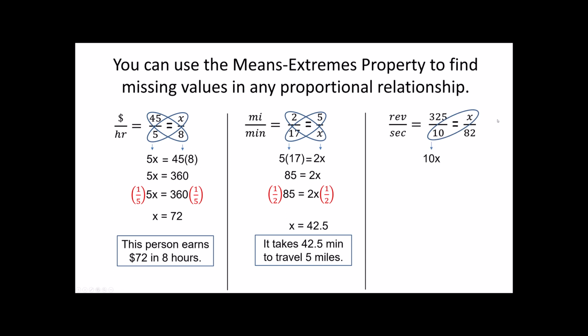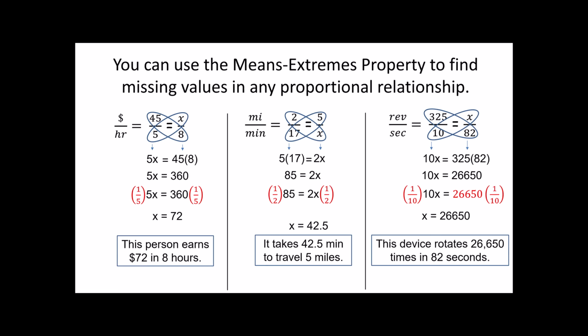If I cross multiply, one side is 10x, the other side is 325 times 82. The means extremes property says those should be equal. Just do a little multiplication there. To get rid of times 10, I'm going to multiply both sides by the reciprocal or the multiplicative inverse. Some of you may have chosen to divide by 10. Either way, when you do that, x should be 2,665. I got me a little typo there, so let's fix that real quick. Scratch it. 2,665. Get rid of that little comma there.